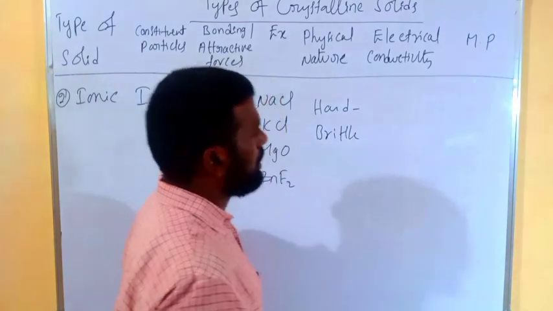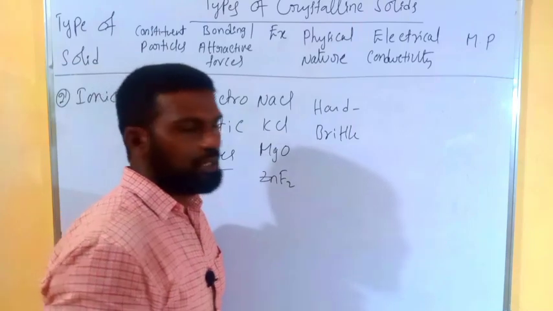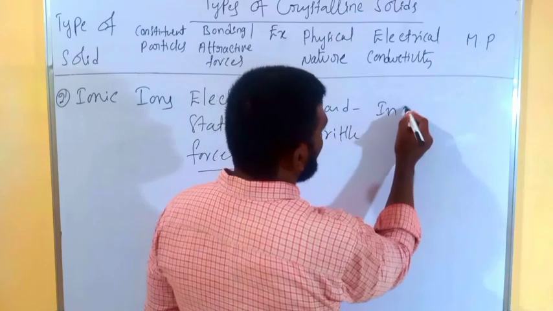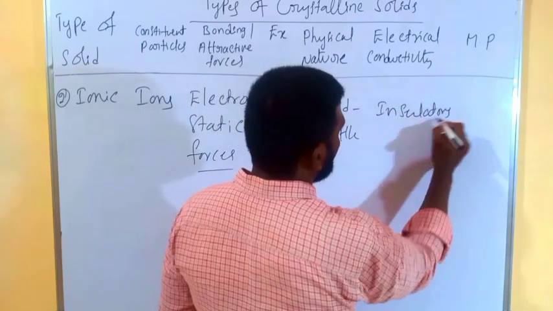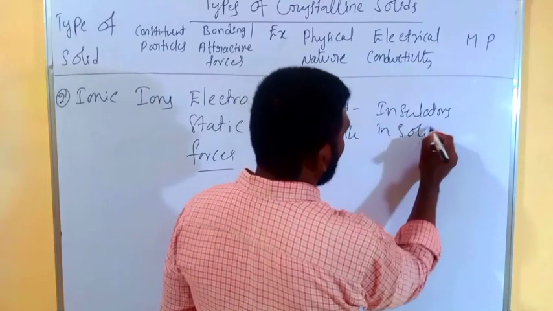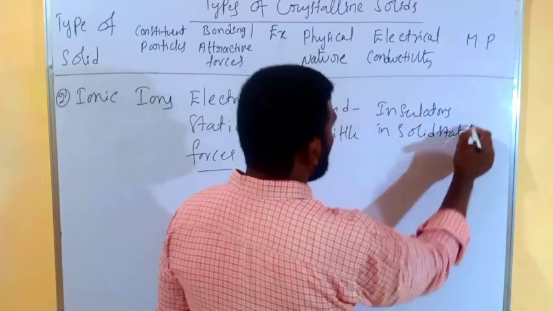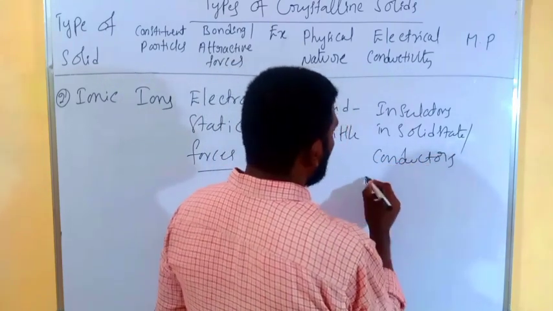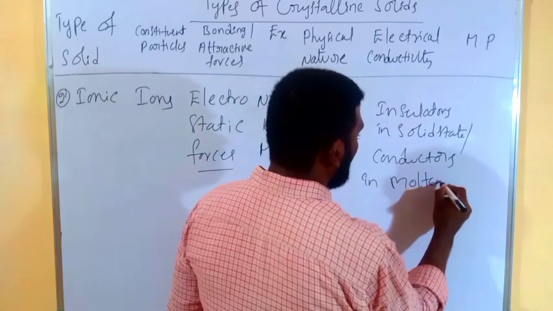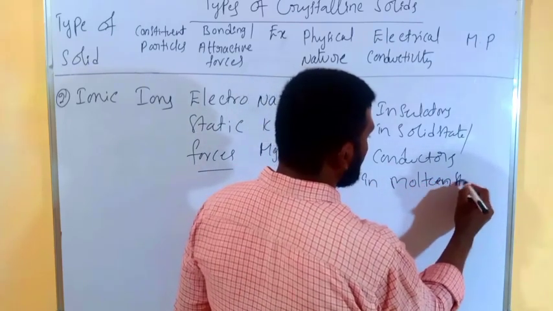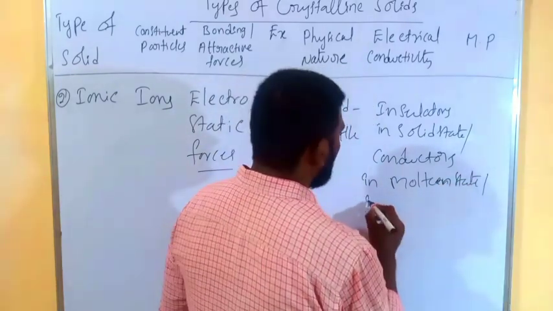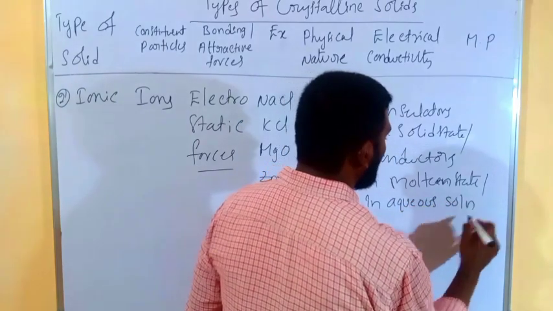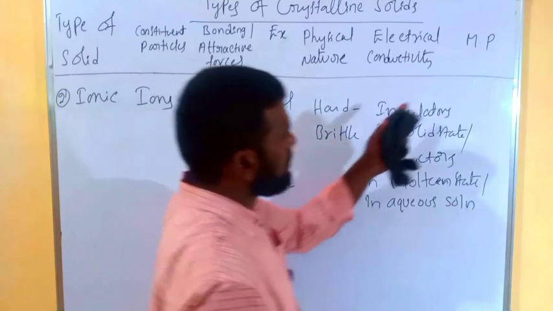Next, what about electrical conductivity? This is a very important point. Ionic solids are insulators in solid state. But they are conductors in molten state, or in aqueous solution, right?